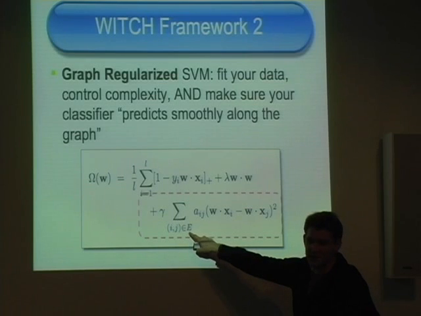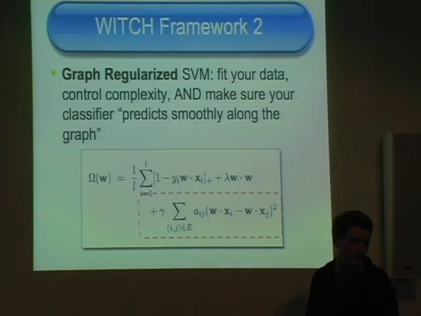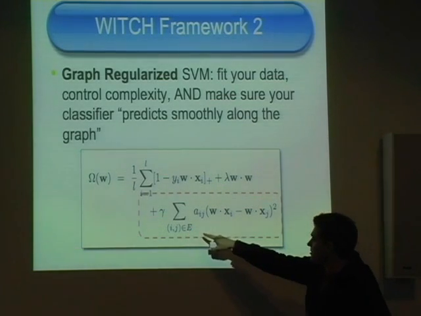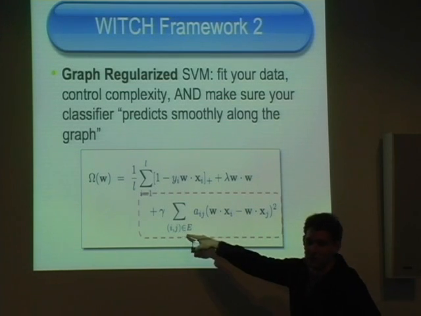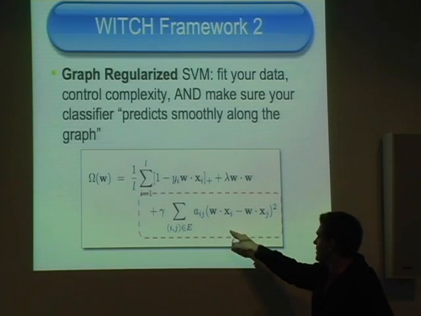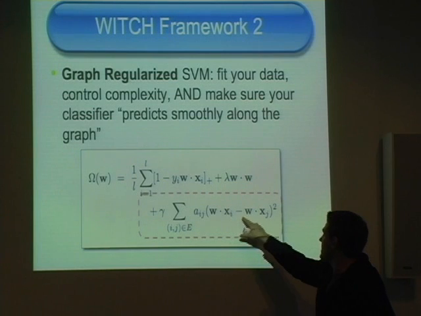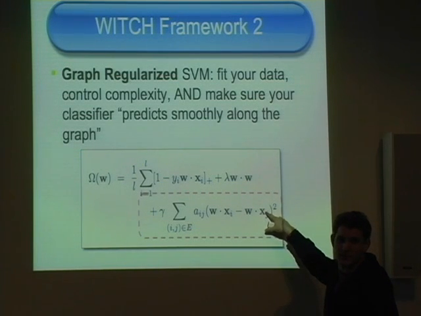Here, E is my set of edges, and I'm going to look at all pairs of nodes. i and j are two nodes. And I want to make sure that my classification function, w.xi, is not very far away from w.xj. I'm not sure that's clear.